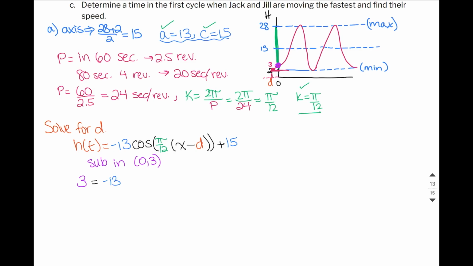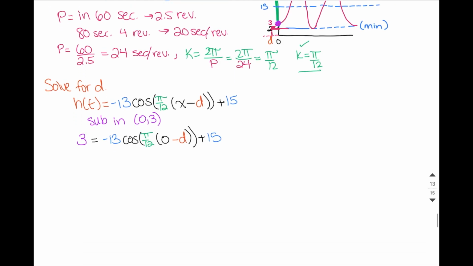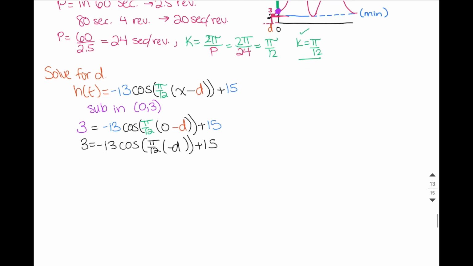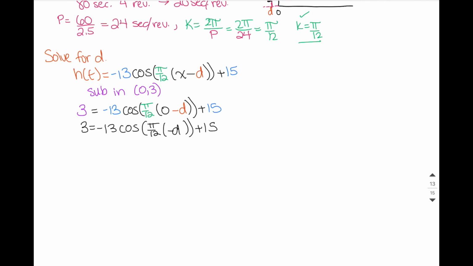So negative 13 times the cosine of pi over 12 times 0 minus d plus 15. Well, we know that 0 minus d right here is just negative d. So we can rewrite this as 3 equals negative 13 times the cosine of pi over 12 times negative d plus 15. Okay, so I'm going to isolate this cosine to make my life easier.